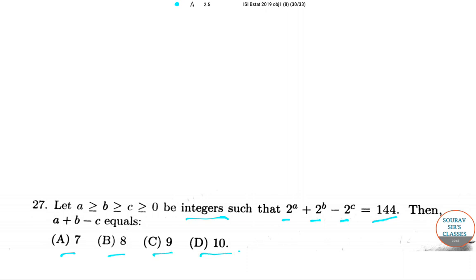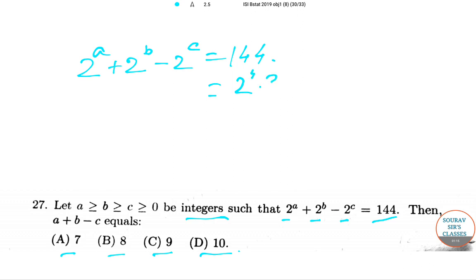Now we have here 2^A plus 2^B minus 2^C equal to 144. Now, if we prime factorize 144, we get 2^4 times 3 square.